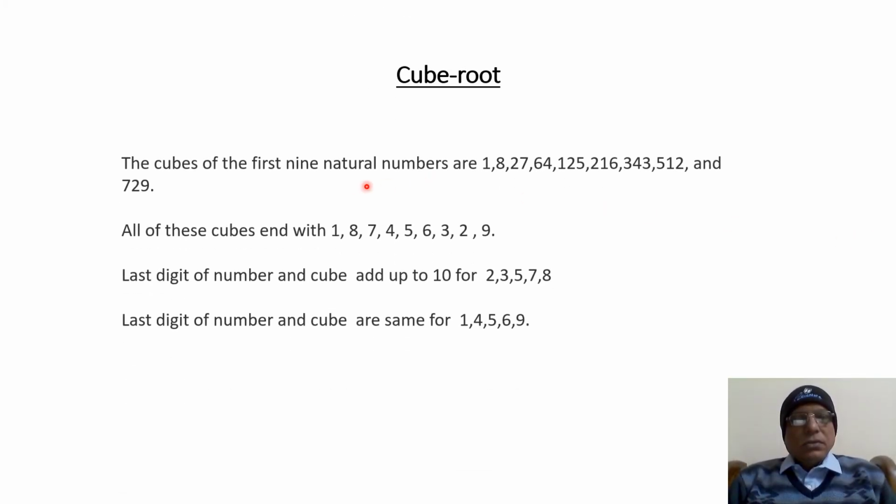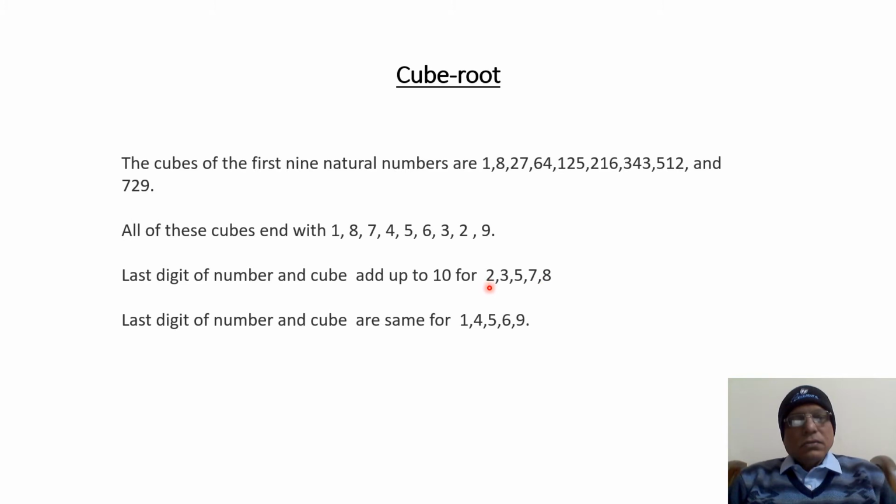The cubes of the first 9 natural numbers are 1, 8, 27, 64, 125, 216, 343, 512 and 729. So the cubes end with 1, 8, 7, 4, 5, 6, 3, 2, 9. The last digit of the number and its cube add up to 10 for 2, 3, 5, 7 and 8.